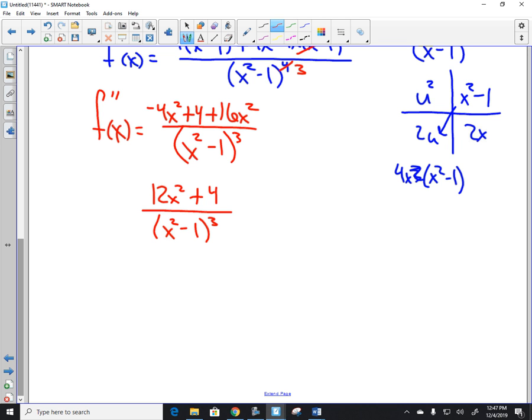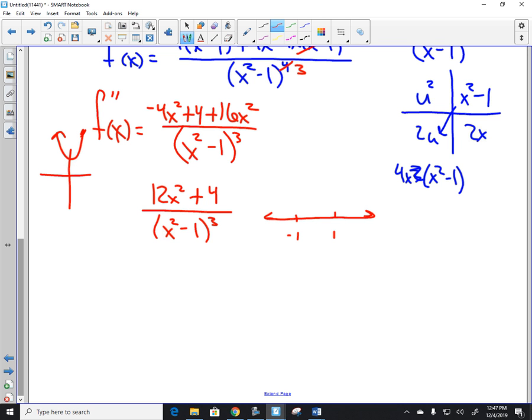Okay. What do you notice about the top? You can take out a 4, but I don't need to. Why? The top is always positive. You see that? If you just think of the graph of the top, it's 12x squared plus 4. It's going to look like that, right? It's always positive. So it's never equal to 0, is it? Where's the denominator 0? So that's all I need to test. The top is always positive.